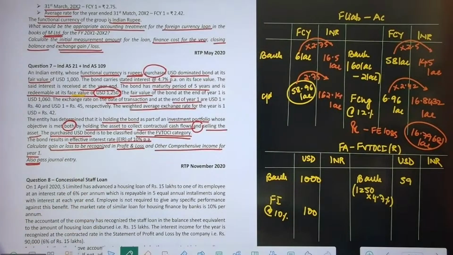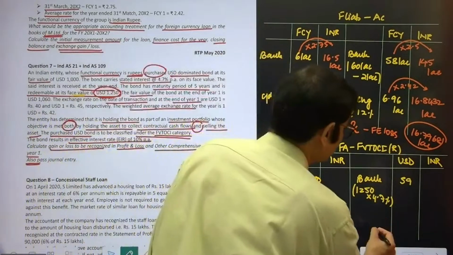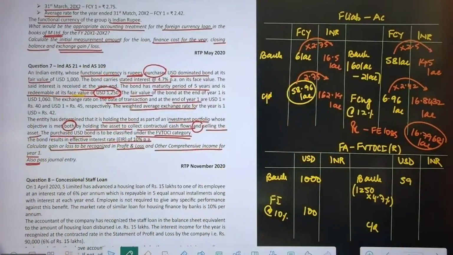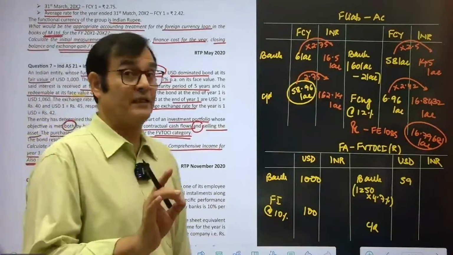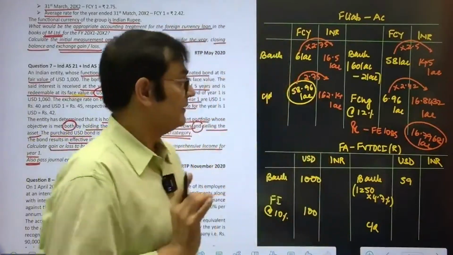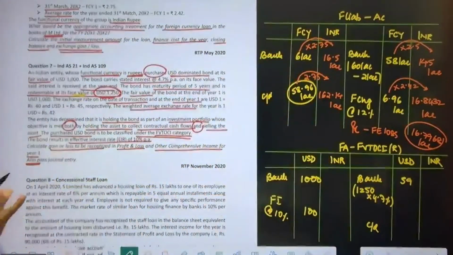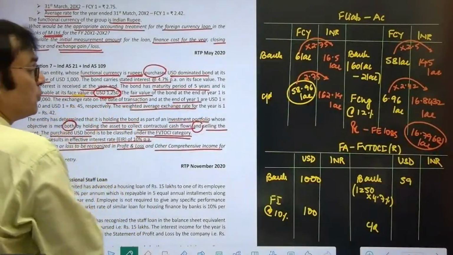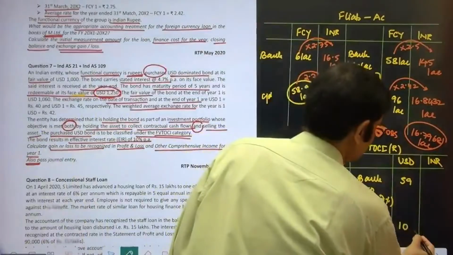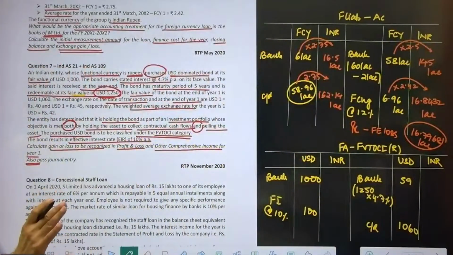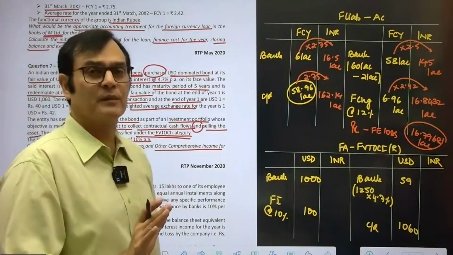And then we consider the closing value. So are we going to take a balancing figure or are we going to consider fair value? This is FVTOCI. So you're going to take the balancing figure or you're going to consider fair value? Fair value, sir. That's right. So we're going to consider the fair value, and the fair value at the end of the year is given to me, it says 1060. So this is the treatment as per Ind AS 109.